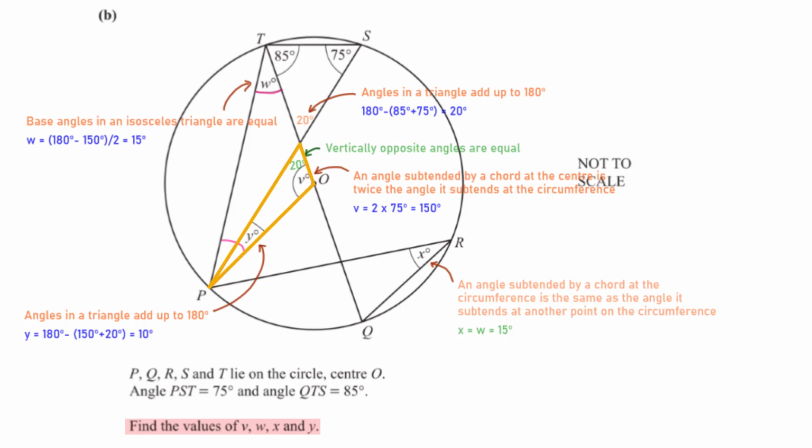The sum of the angles in this triangle must add up to 180 degrees. So to get Y, we subtract the sum of 150 degrees and 20 degrees from 180 degrees, which gives us 10 degrees.